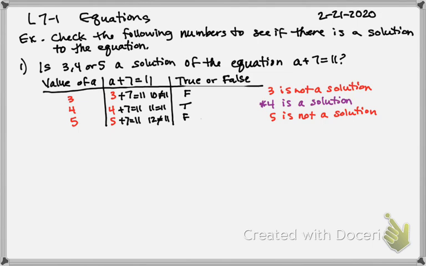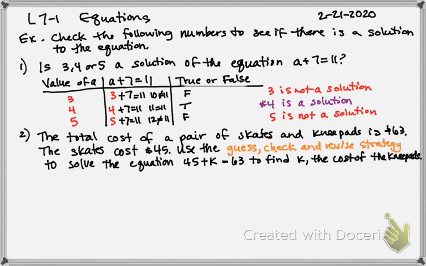I'm going to go ahead and write number 2 offline and then come back. I would suggest that once it appears, you put the video on pause, write it down, and then continue along with me. Okay, so our problem is the total cost of a pair of skates and knee pads is $63. The skates cost $45. Use the guess, check, and revise strategy to solve the equation 45 plus k equals 63 to find k, the cost of the knee pads.